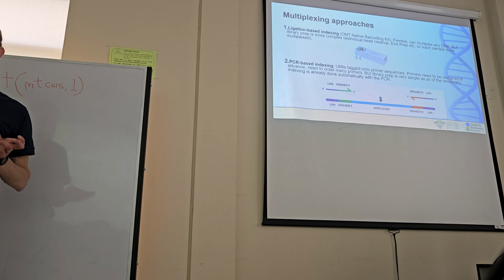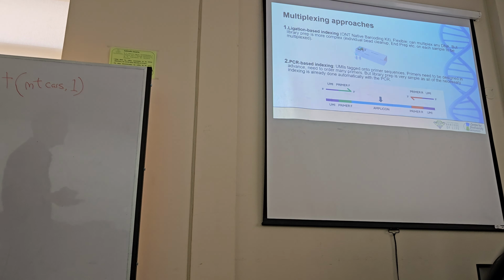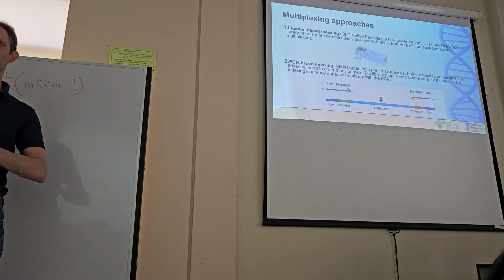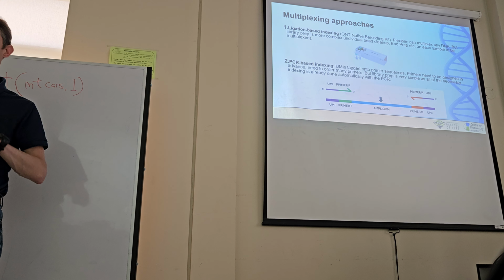And then once you've done that, you can do a second ligation reaction on everything to put the motor proteins on, because that's what you have to do to sequence them. The nice thing about that is it's extremely flexible. You really can multiplex absolutely anything you want, any kind of DNA. It doesn't need any special primers or adapters. The disadvantage is that library prep for that is more complicated, because you have to do that end prep step and ligation step for every individual thing that you want to multiplex.